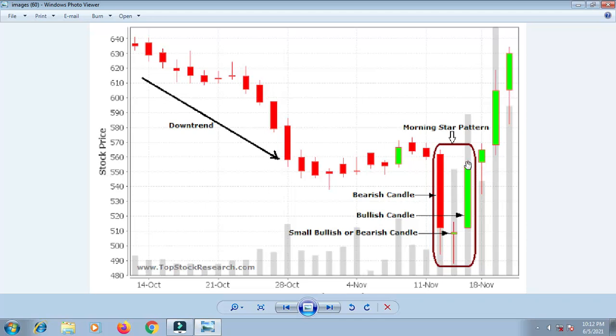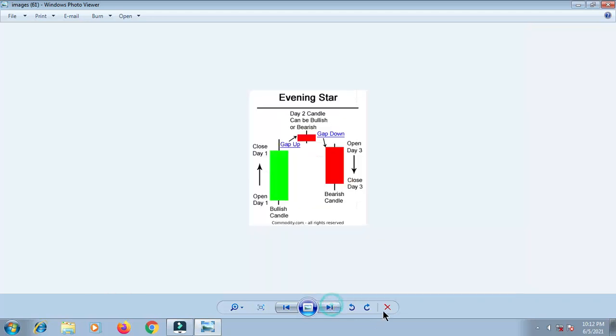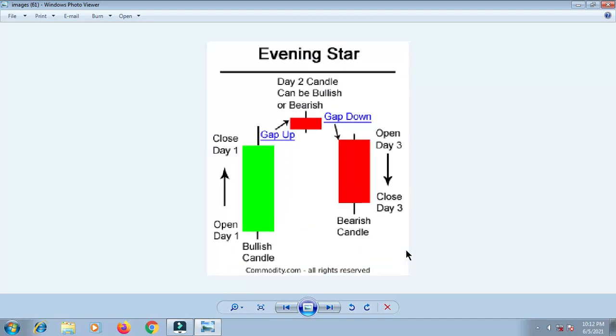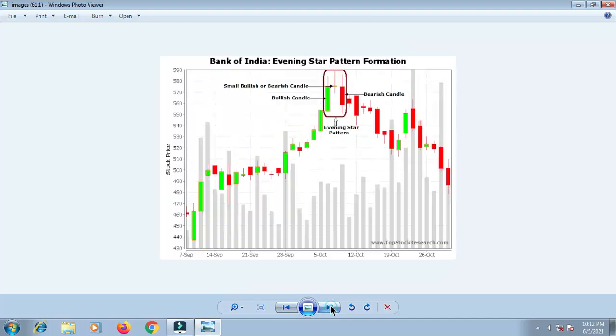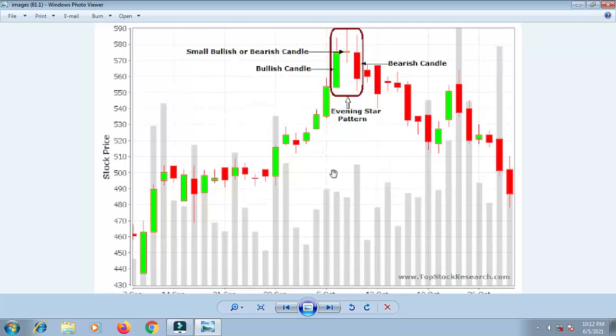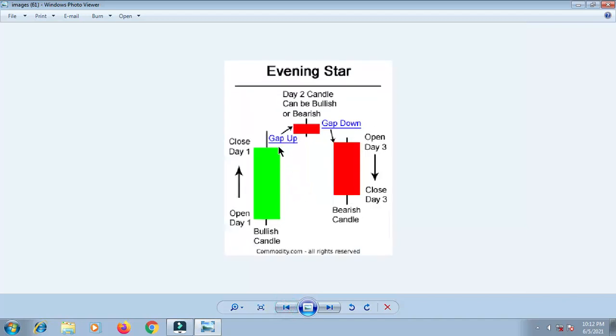Same, the opposite of the morning star is an evening star. So this is a bullish candle, it is going up. Then the second candle will be this one, gap up, and the whole day it will stay within this range. It won't come within the range of the body of the first day candle. It will stay within this range only, and then on the third day it will gap down and close somewhere within the range of the first day candle, like that.